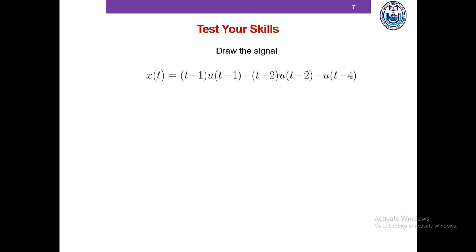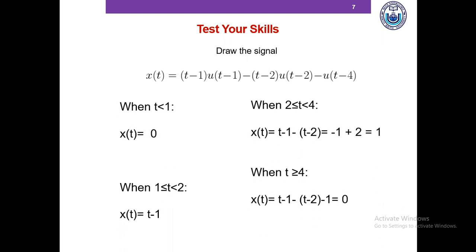So hopefully you've been able to solve this problem. So we see that we have 3 step functions here, 1, 2, 3. So we'll have probably 4 limits. One for t less than 1, another for t equal to 1 to 2, another for t equal to 2 to 4, and another for t greater than 4. So for t less than 1, none of these step functions are 1. All of them are 0. That's why the output x of t is also 0.